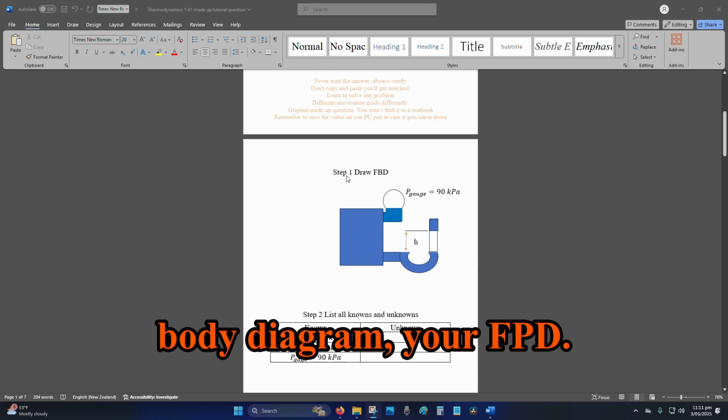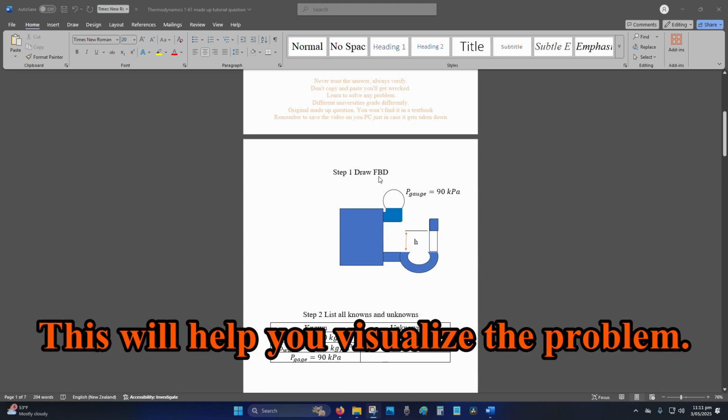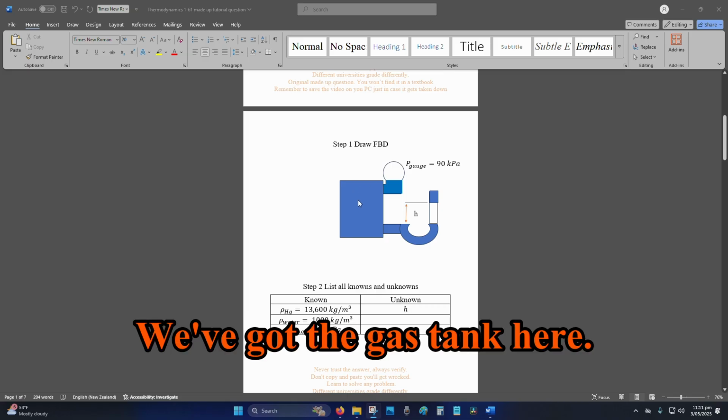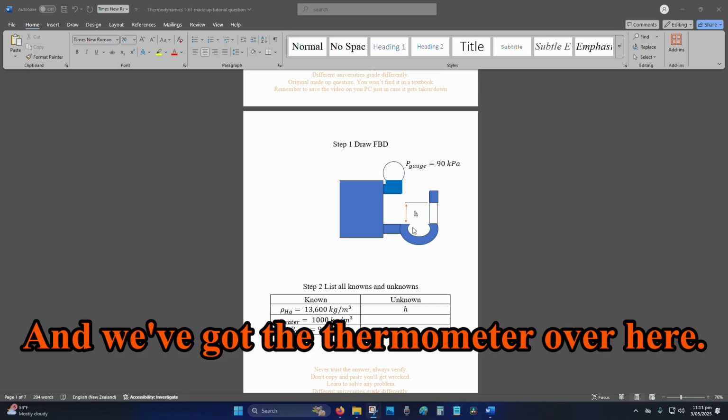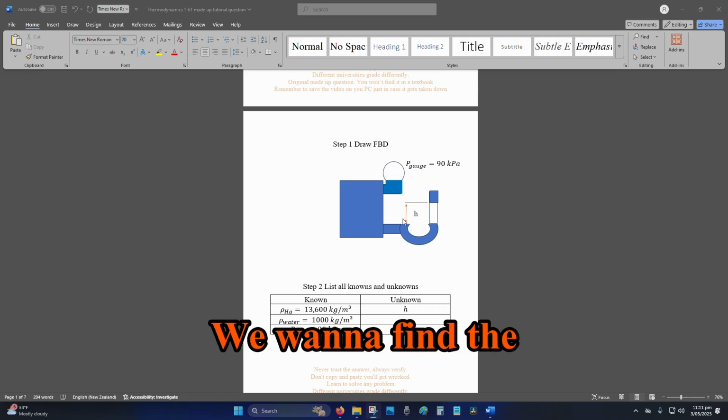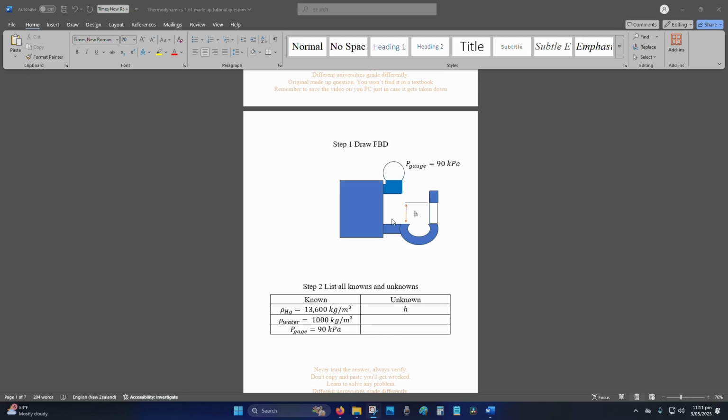Step 1, draw your free body diagram, your FBD. This will help you visualize the problem. We've got the gas tank here, we've got the gauge pressure here, and we've got the manometer over here. We want to find the distance between the fluids.